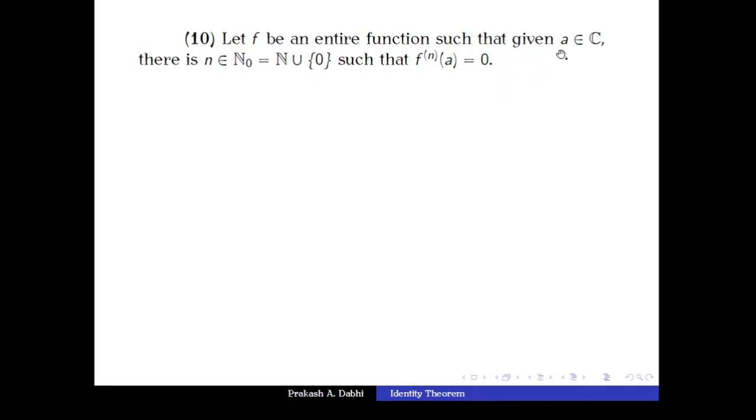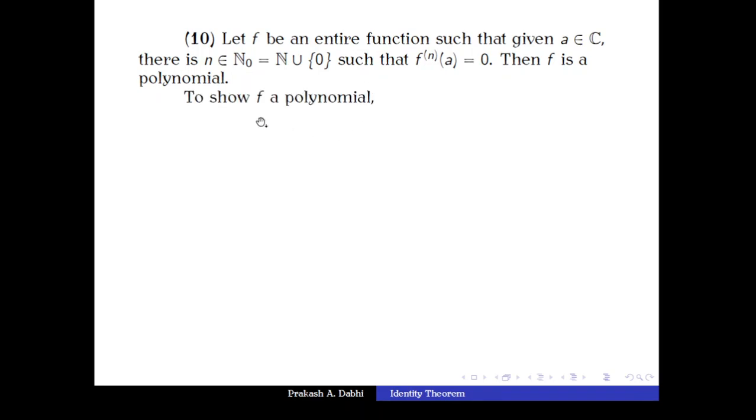So we are given that for every a in C, there exists some n in N0 such that f^(n)(a) is 0, and then we want to show that f is a polynomial, right? In fact, you can see the converse part easily. If f is a polynomial, say of degree n, then the (n+1)th derivative will be 0, so n plus 1 is going to work for every a in C. So in fact this is a characterization of a polynomial. One part is easy, as I said. Now we want to show this part.